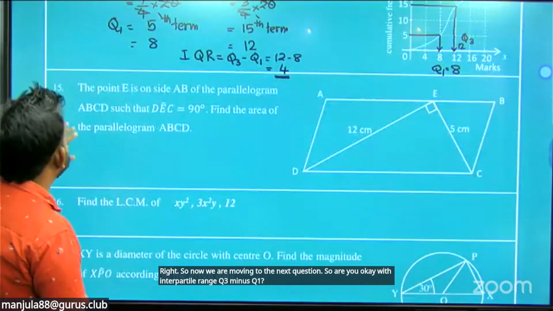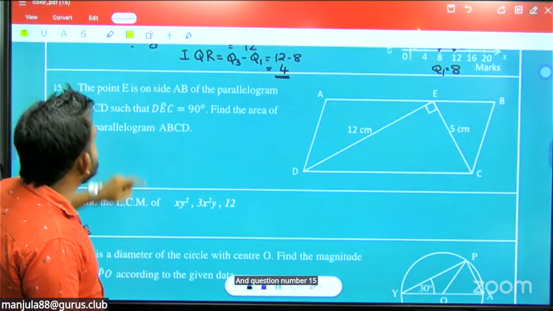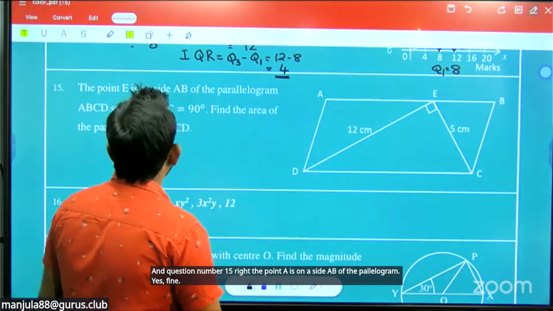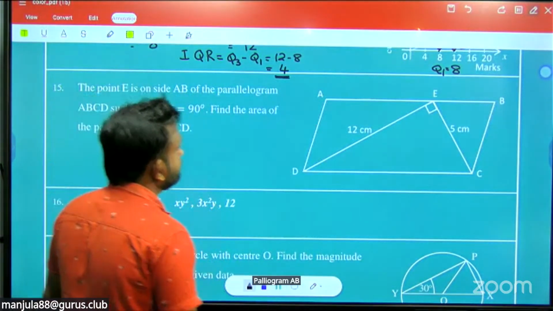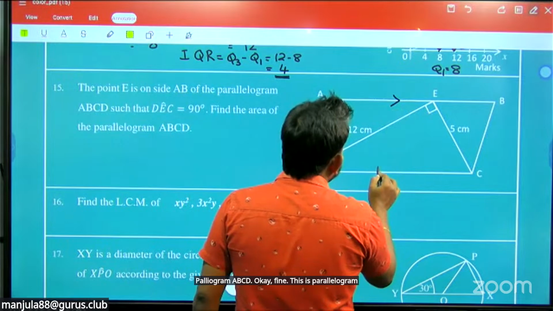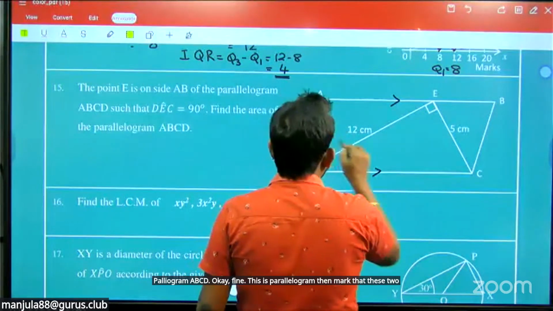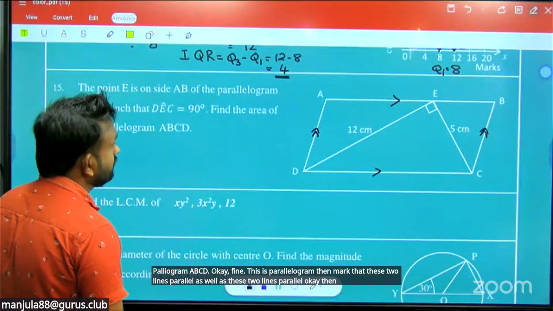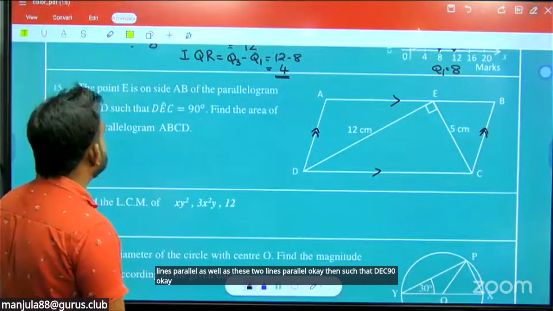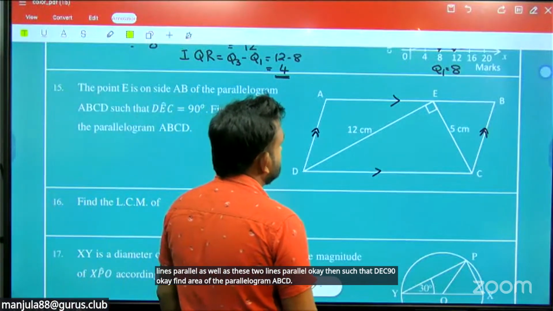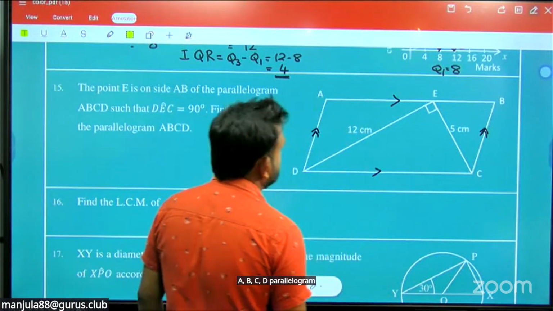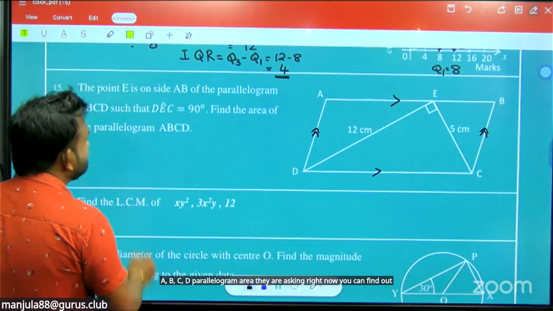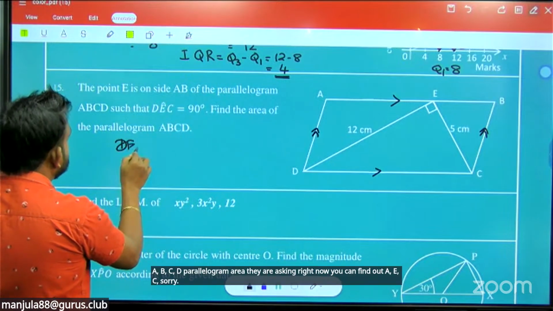Then question number 15. The point E is on the side AB of the parallelogram ABCD. This is a parallelogram, so mark these two lines parallel as well as these two lines parallel. Such that angle DEC is 90 degrees. Find the area of the parallelogram ABCD. They are asking for the area of the parallelogram ABCD. Now you can find the DEC triangle area.